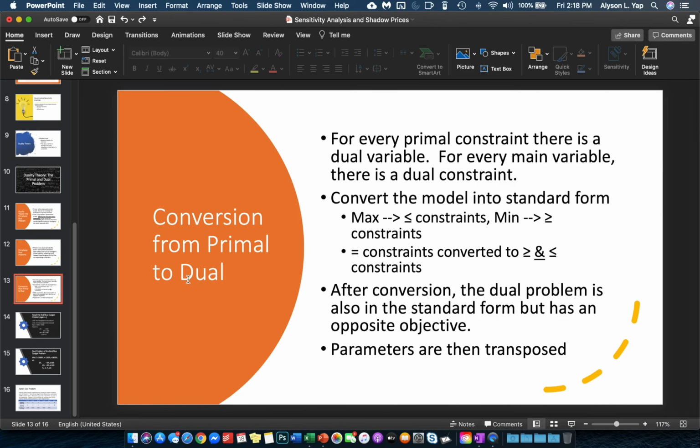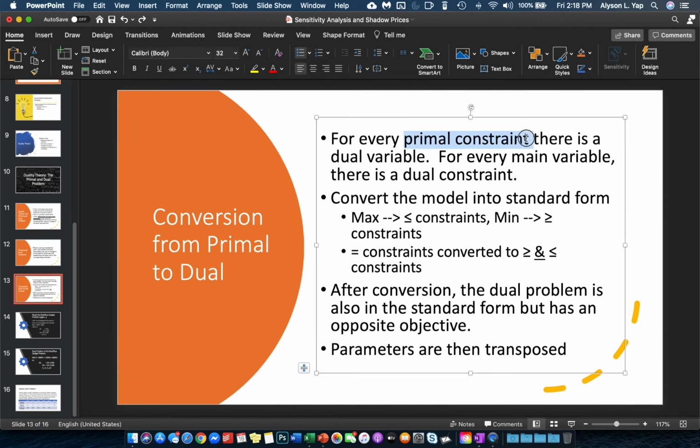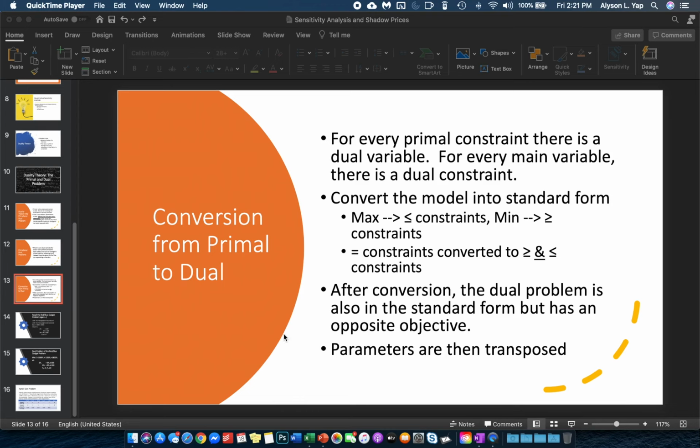And that supports our discussion a while ago that for every primal constraint, which refers to a row in the primal problem, we have a dual variable which pertains to a column in the dual problem. And for every main variable in the primal problem that pertains to a column in the primal problem, we have a dual constraint. So you have a row in your dual problem. Now, in order to understand how to convert your primal problem into the dual problem, let me give a very specific example.